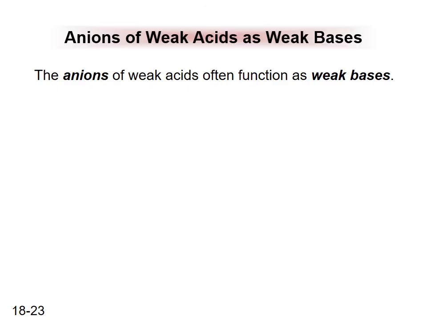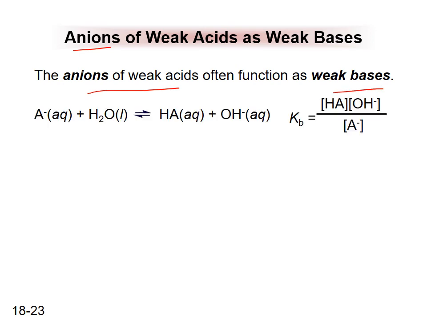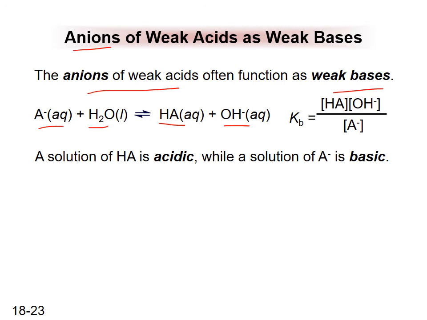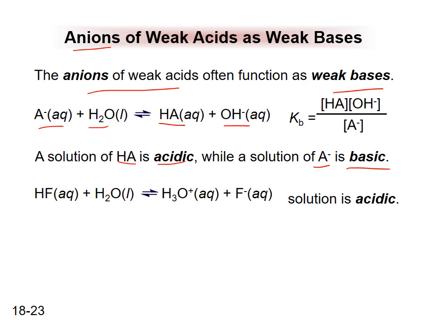Many weak acids and weak bases are neutral molecules. Sometimes anions can also be weak acids or weak bases. The anions of weak acids often function as weak bases. These anions will take a proton away from water to form a conjugate acid, and at the same time generate hydroxide, making the solution basic. So a solution of a weak acid is acidic, but a solution of the anion of the weak acid is basic.